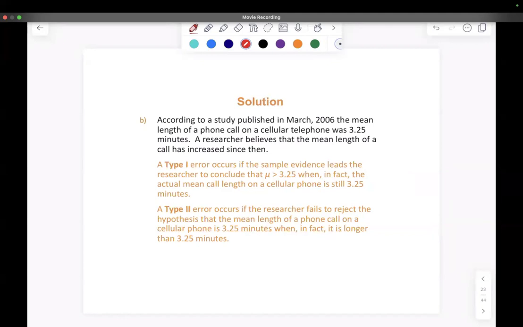So type 2 error. I'm failing to reject the null hypothesis. I'm stating a cell phone call length is still 3.25 minutes, but in fact it's longer than 3.25 minutes, then that's a type 2 error. So I'm failing to reject, but I should have rejected.